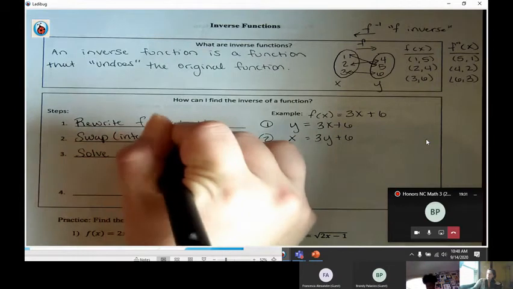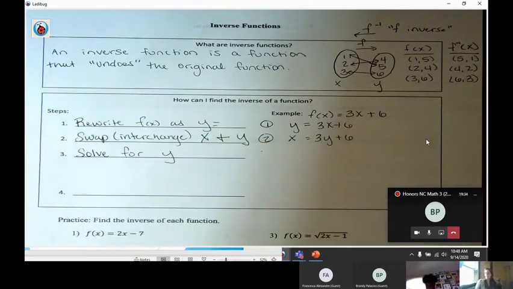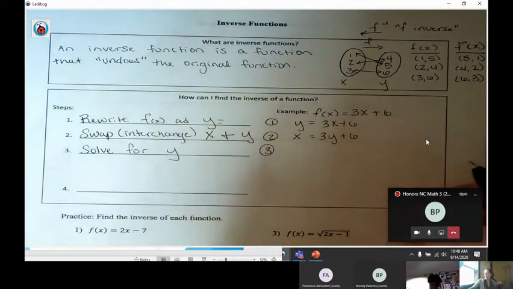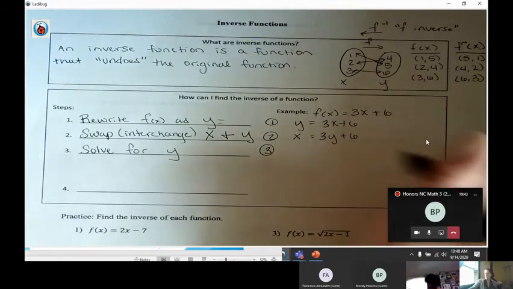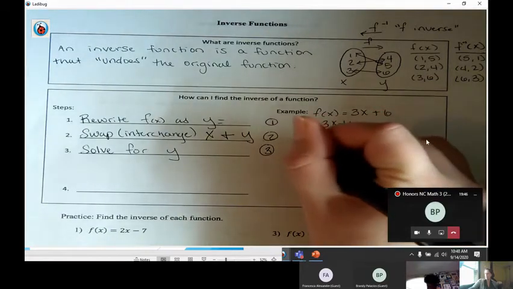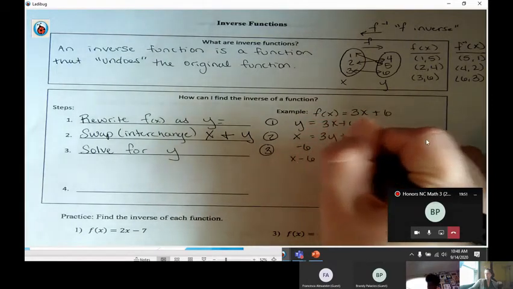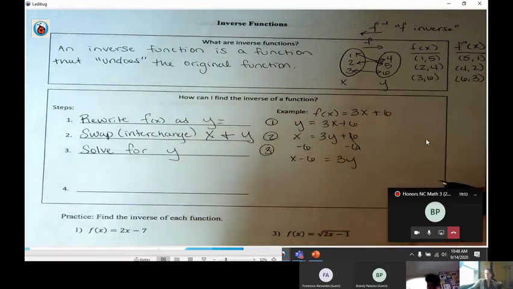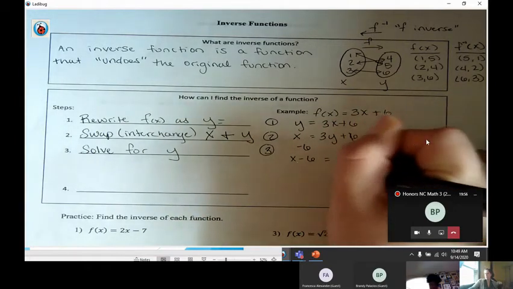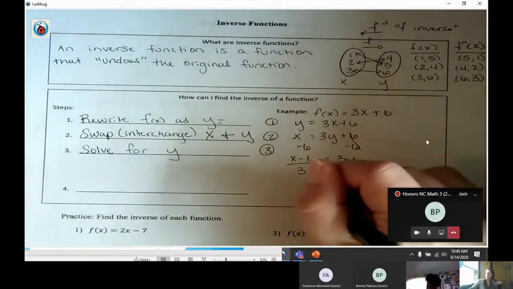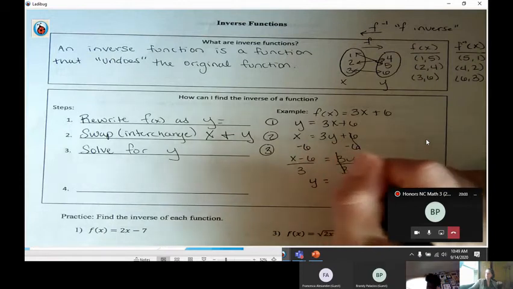for y. Now, solving for y is the longest step in this, so that's why there's some extra space. So in step 3, we're trying to get y by itself. So the very first thing I'm going to do is subtract 6 from both sides. And I'm going to get that x minus 6 is equal to 3y. And then I'm going to divide both sides by 3. So I get that y is equal to (x minus 6) over 3.